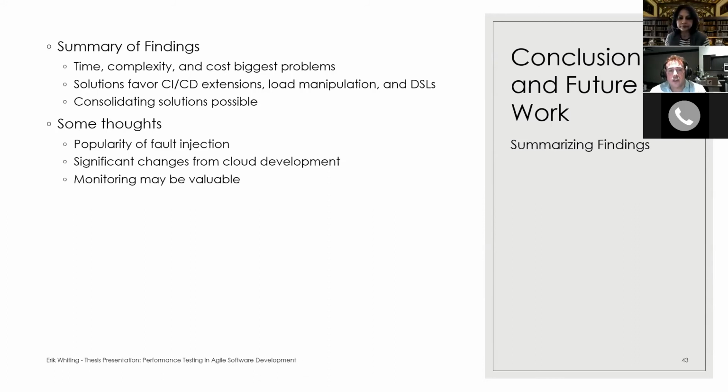Also, I noted that there was a decrease in papers mentioning complexity as a problem when it comes to performance testing. And I have a theory that that's because cloud development has become more popular recently. I think that when you're able to componentize your infrastructure, it's easier to troubleshoot performance problems. I could be wrong about that, but that's my assumption.